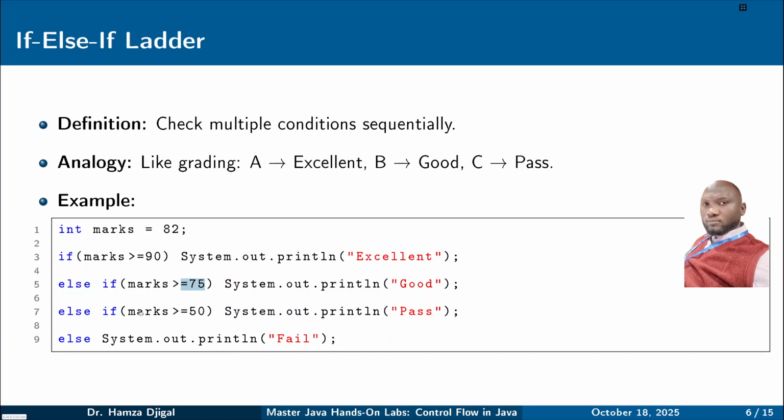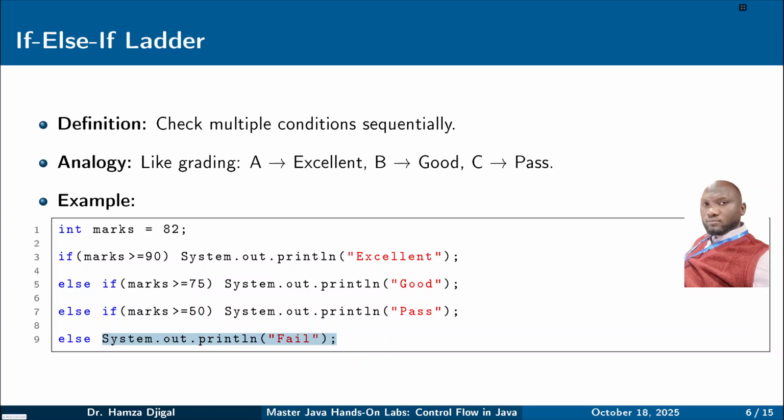Okay, and if no condition is satisfied, then it will print the fail case. That means if not this one, and else if also not this one, and also not this one, then it will always print in case the condition is not satisfied in the previous statements. Okay, this is why this one is always good.